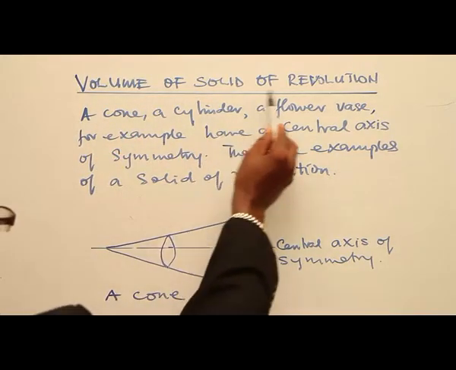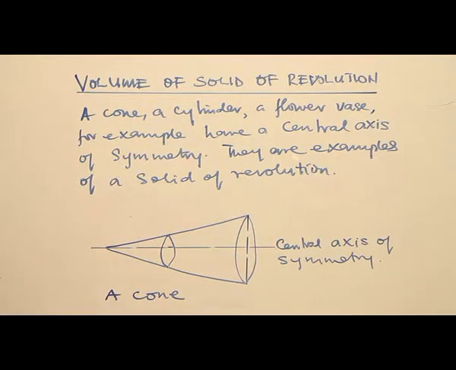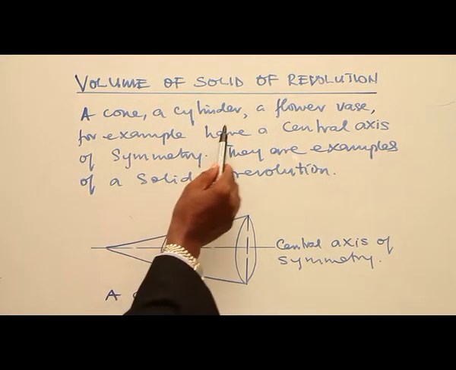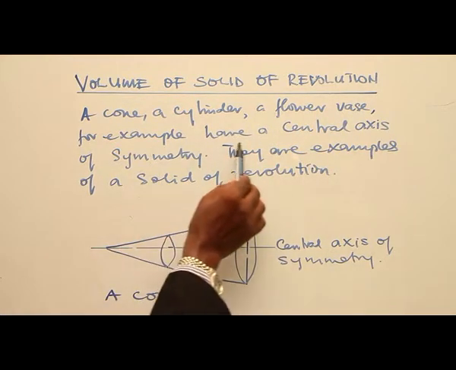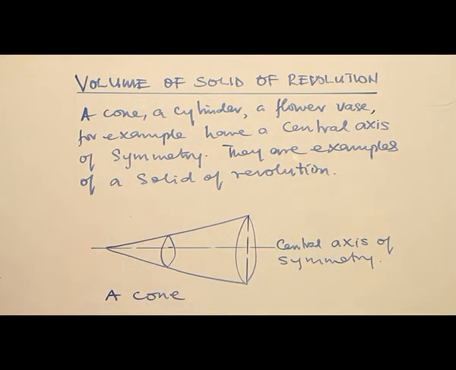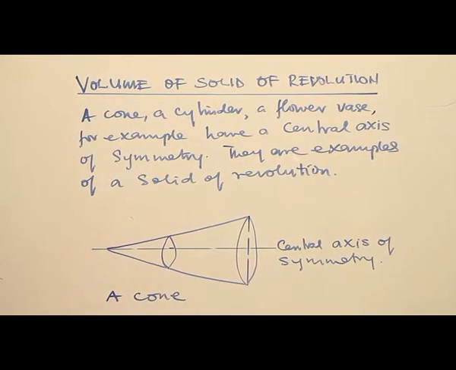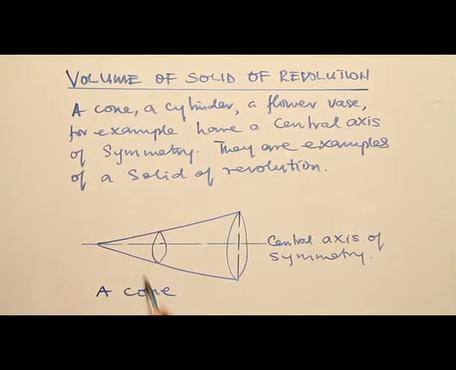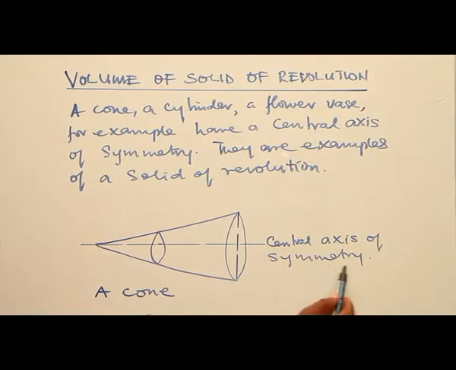Let's look at the volume of solid of revolution. A cone, a cylinder, a flower vase, for example, have a central axis of symmetry. They are examples of a solid of revolution. Let's take a look at a cone here. Now you see this line and this line. If there's a plane that cuts through this axis, that plane will cut the shape here, the cone, into 2 equal parts. Similarly, if there's a plane that cuts through from this point, it will also bisect the cone. So this line, or this line, is the central axis of symmetry.